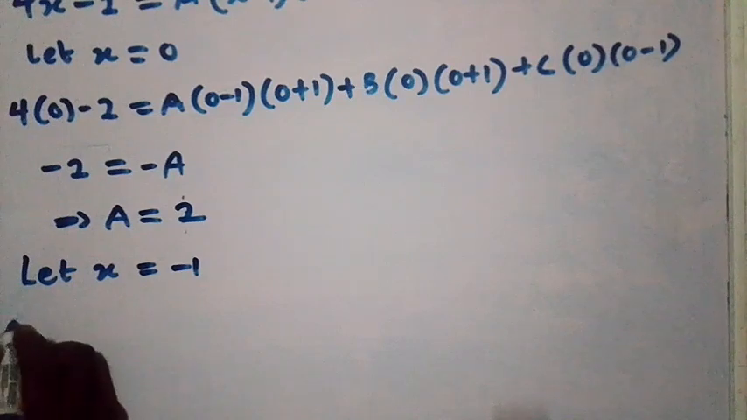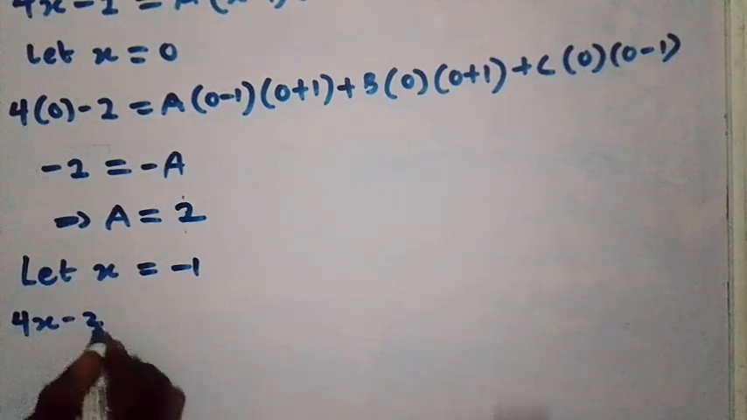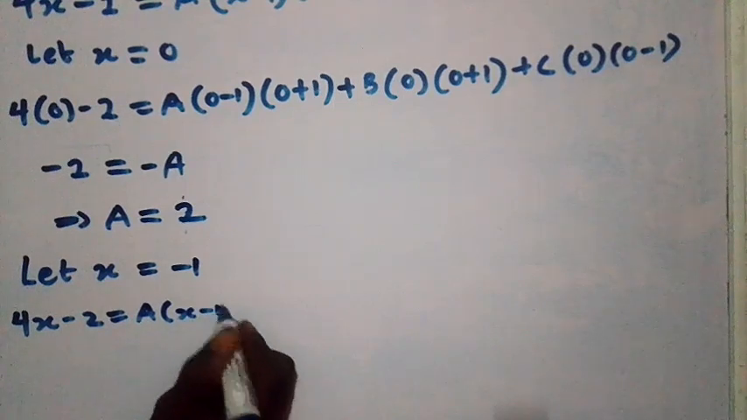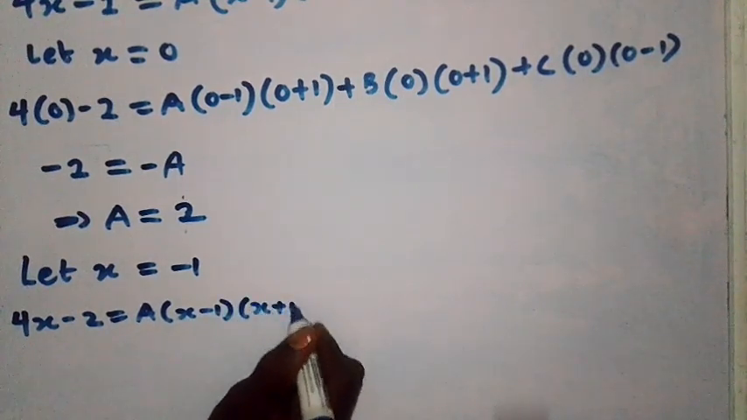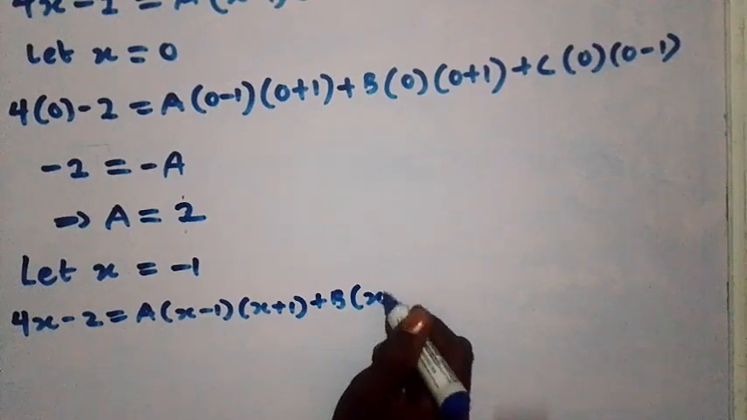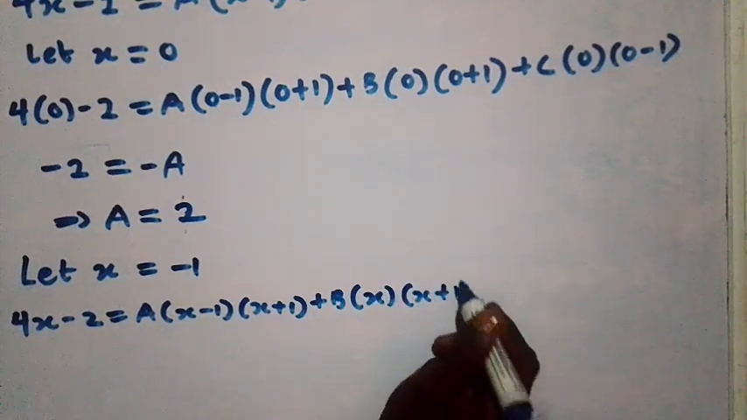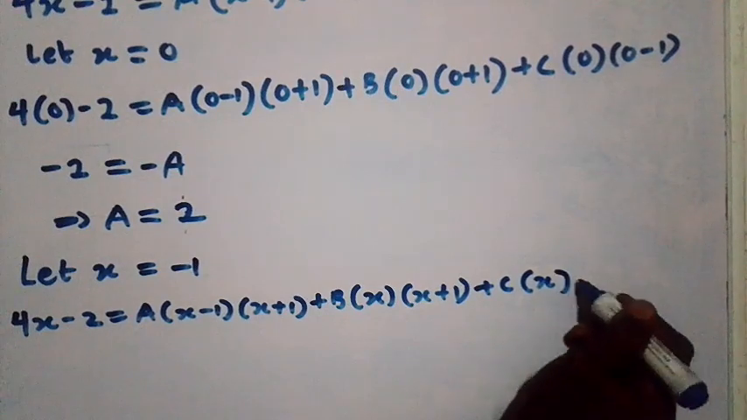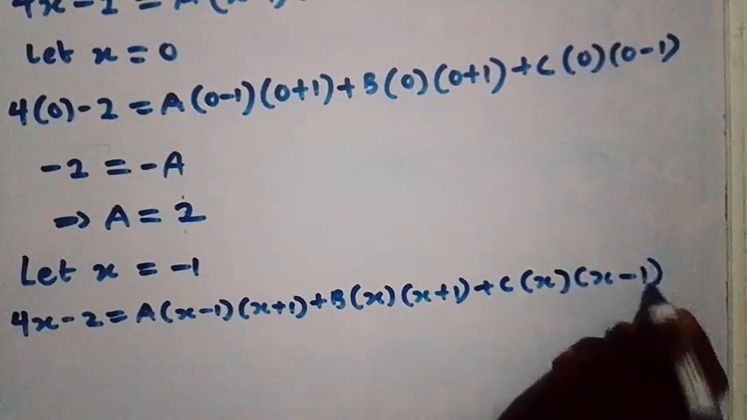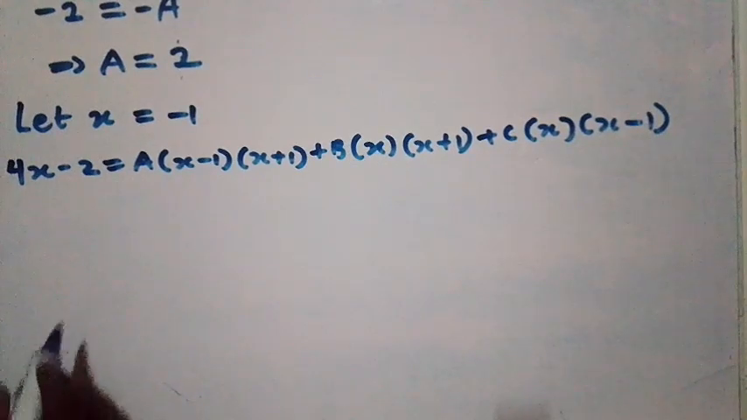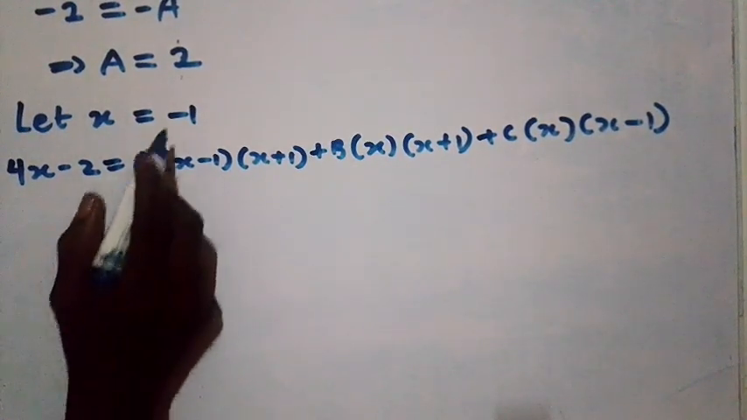Equating the numerator, 4x minus 2 equals A(x minus 1)(x plus 1) plus Bx(x plus 1) plus Cx(x minus 1). Now, to find C, we substitute x equals minus 1.